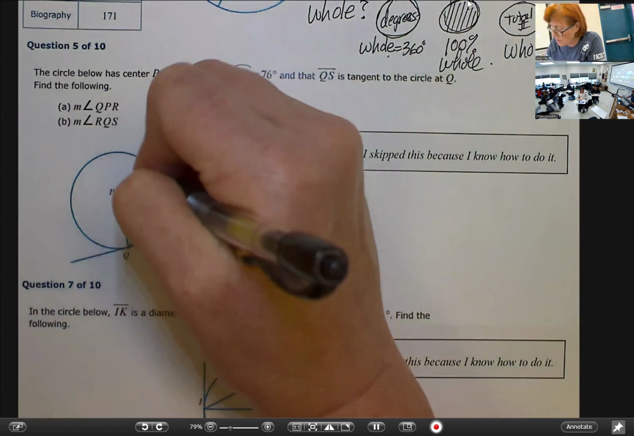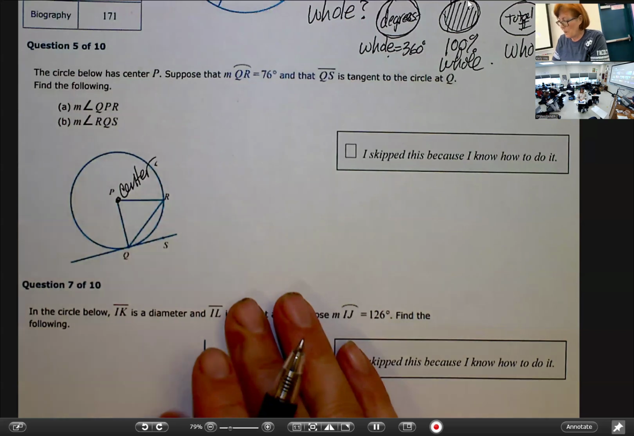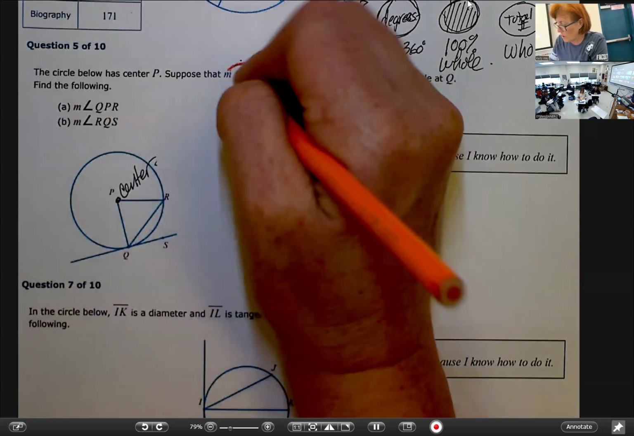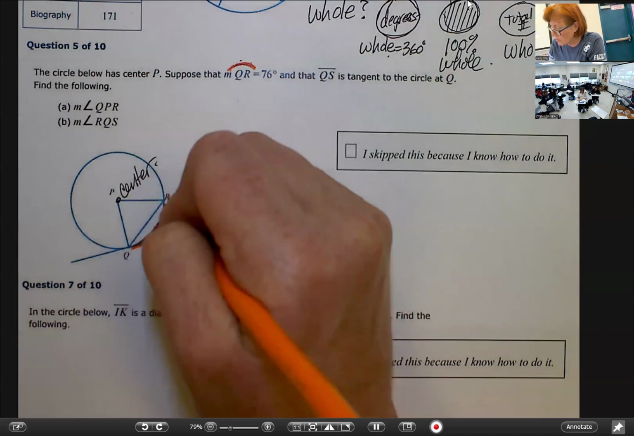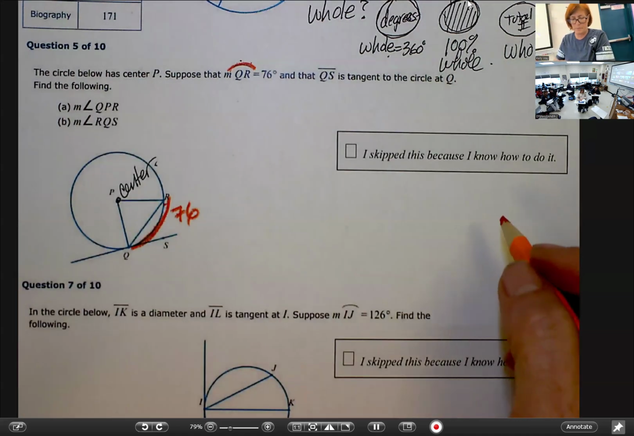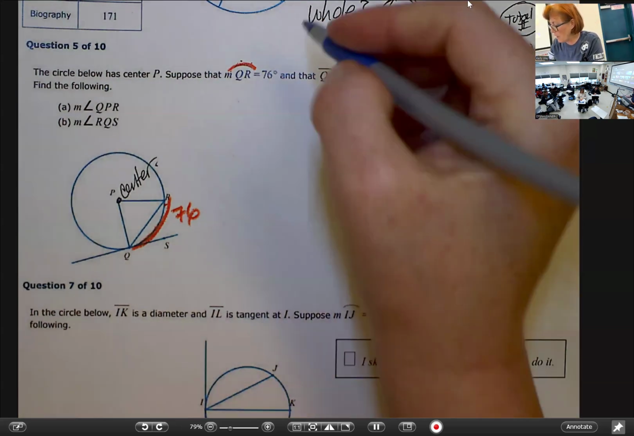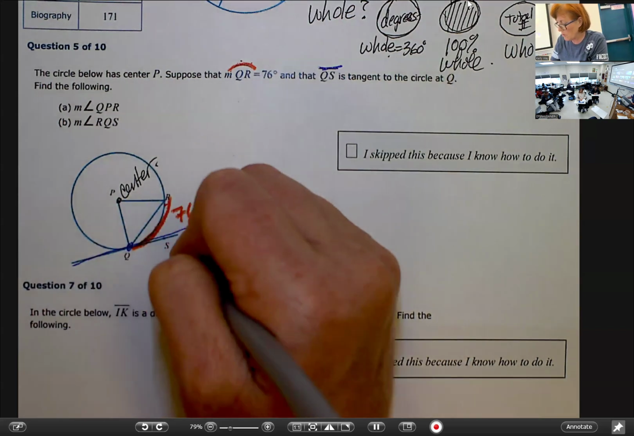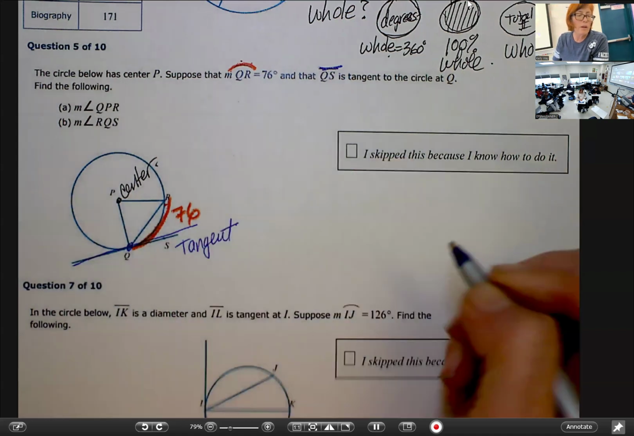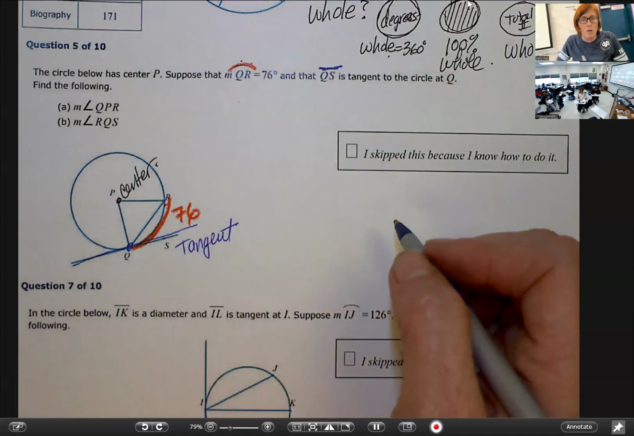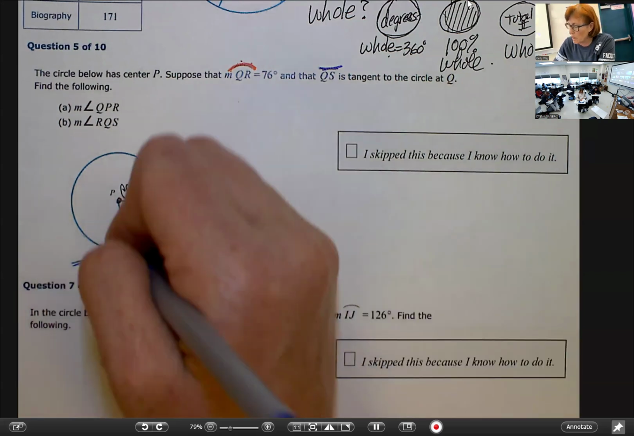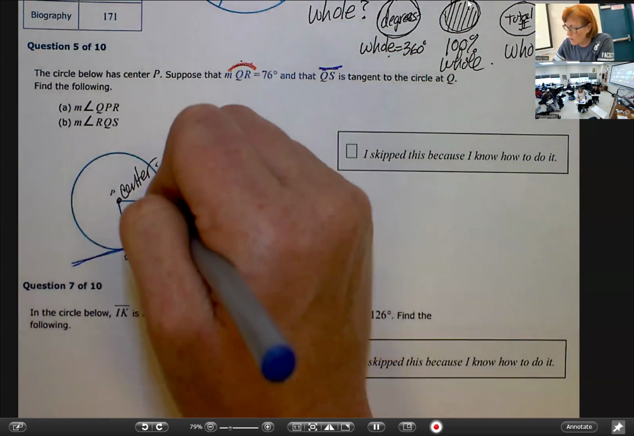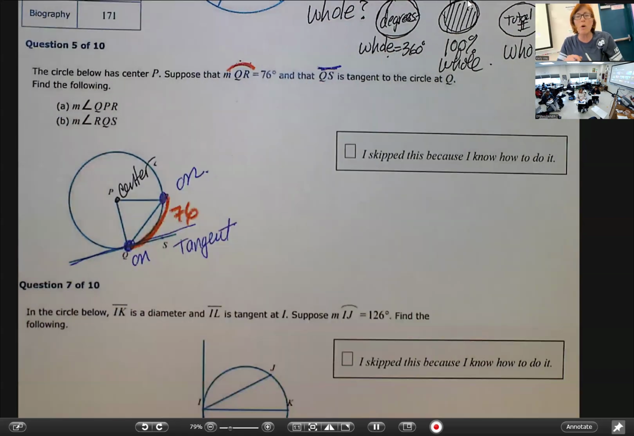That's the center. QR, the arc, and here to here, 76. And QS is a tangent. Tangent means touch. Right off the bat, we have both inscribed angles and we have tan chords. So you just want to get in the habit, darken all the ons. Darken all the ons because you're going to be using Post-it notes.